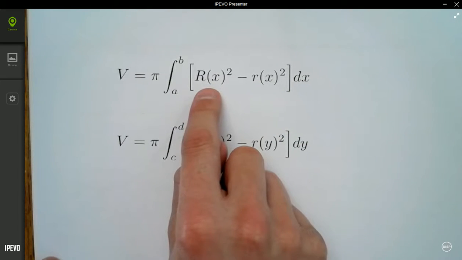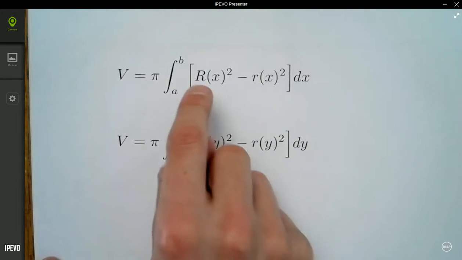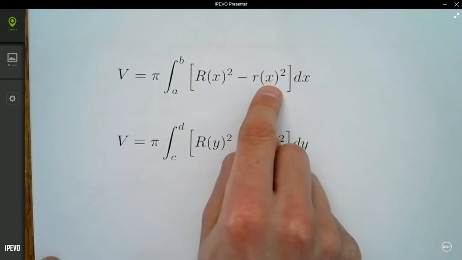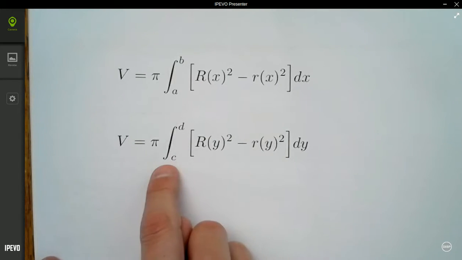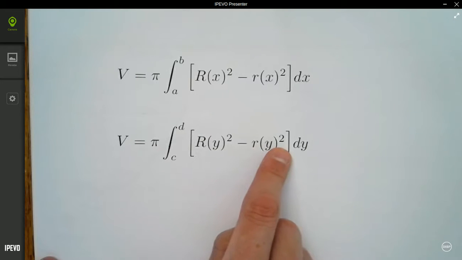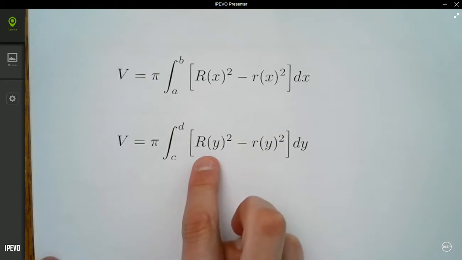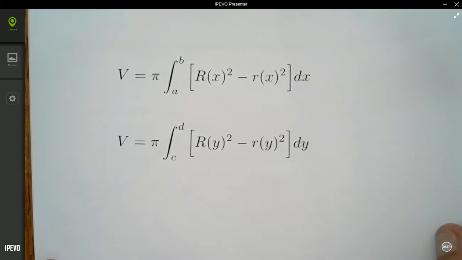Big R is the longer radius, the longer length, and little r is going to be the smaller. So this is considered the outer radius and inner radius. Same thing if we rotate around the y-axis or a vertical line. We just have our function a little bit different: pi times the integral from c to d of big R of y squared minus little r of y squared, outer radius, inner radius. These are the two formulas we're primarily going to be using.